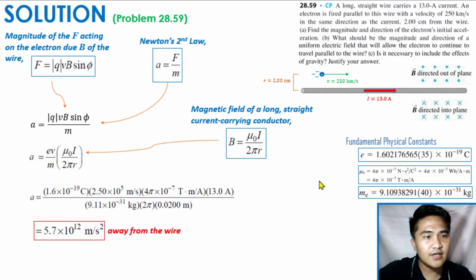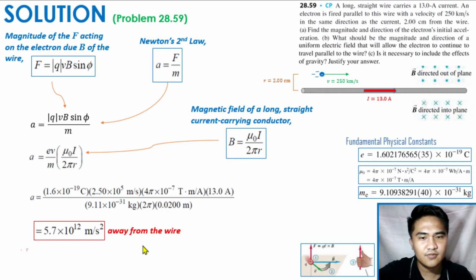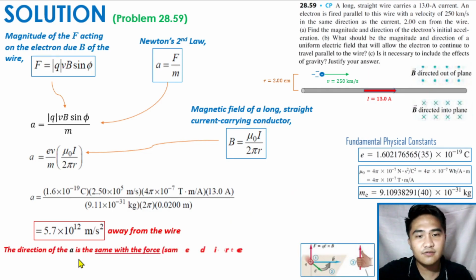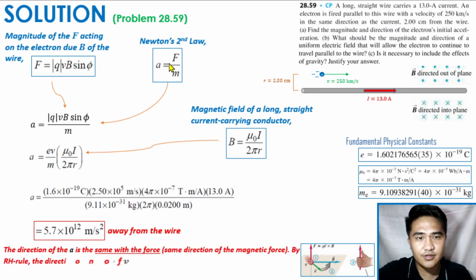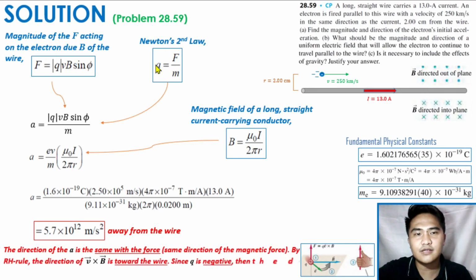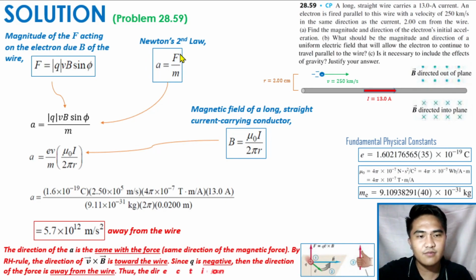And the direction will be away from the wire, because the direction of the acceleration is the same with the force. So the direction of the acceleration is the same with the force, or same with the direction of the magnetic force. By right hand rule, as shown in this figure, the direction of V cross B is toward the wire. However, since Q is negative, then the direction of the force is away from the wire. Thus, the direction of A is away from the wire.